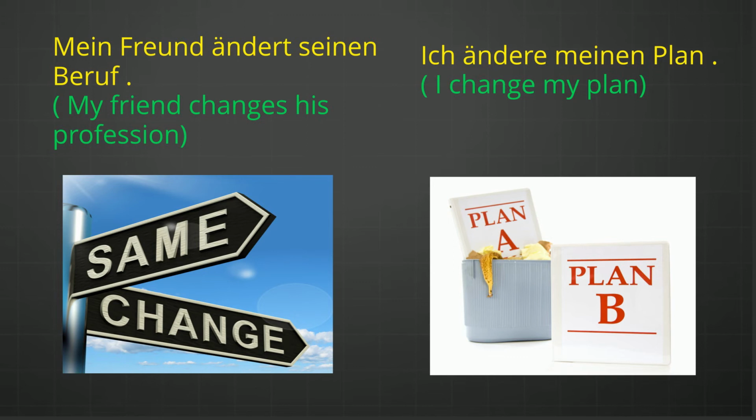Mein Freund ändert seinen Beruf. In this sentence, mein Freund is the subject, that is third person singular. That is why ändert is the conjugated form used here. But if we are using the same verb with another subject, for example, ich ändere meinen Plan, in this sentence ich is the subject, that is why the conjugated form used is ändere.